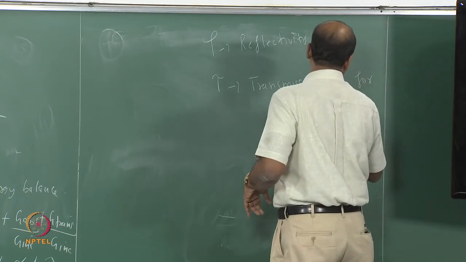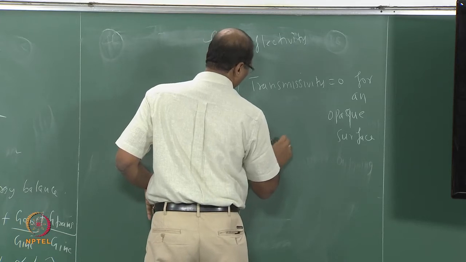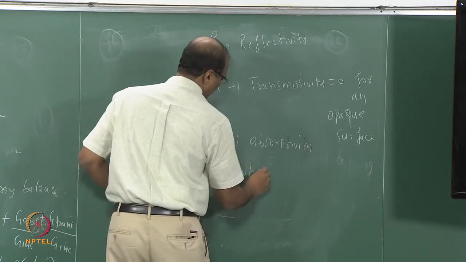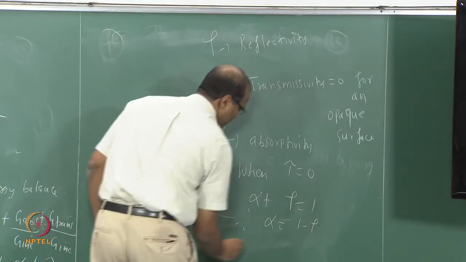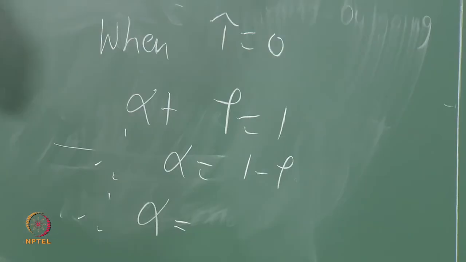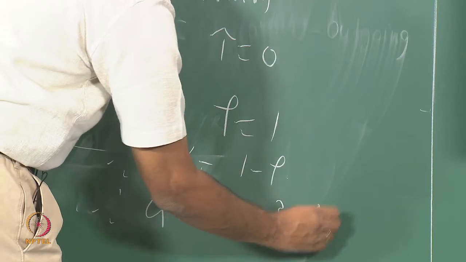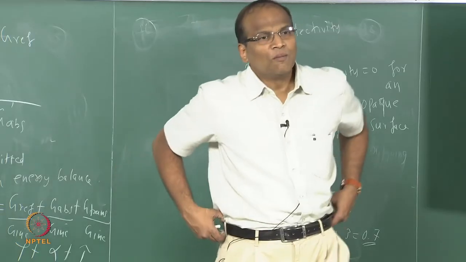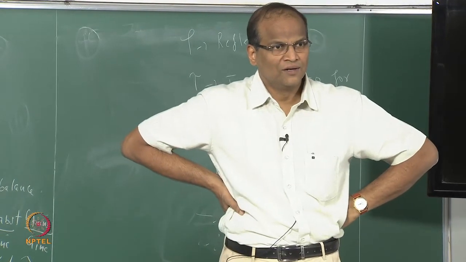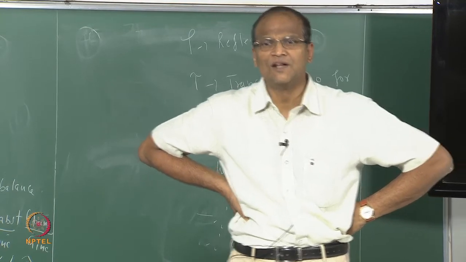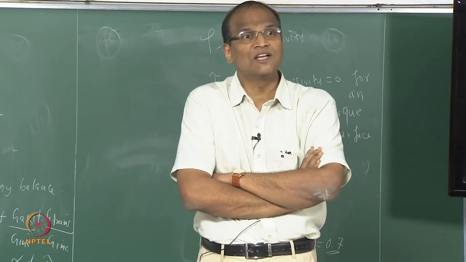For an opaque surface, when tau equal to 0, therefore, the absorptivity of the earth, planetary absorptivity will be 1 minus 0.3. In simple English, 1 minus 0.3, 0.7 into 1368 watts per meter square will be absorbed for every meter square of the area. And what is the total area which is absorbing this? Pi r e square. But this must be equal to the emission. The emission is 4 pi r e squared into sigma t e to the power of 4.